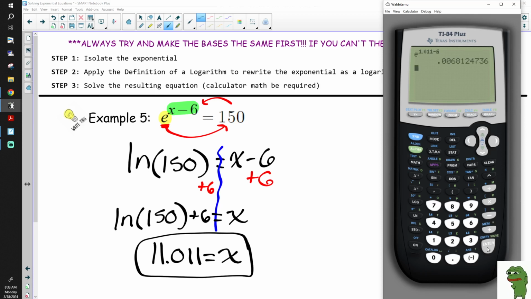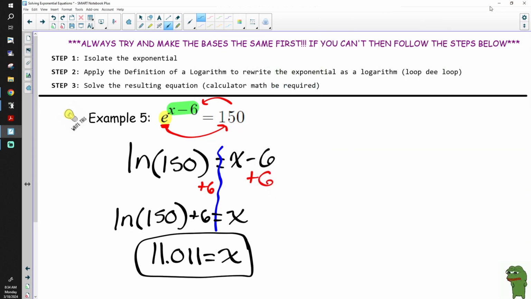And look. Oh, what did I do wrong? Oh, I put 1.011. Shame on me. There we go. Really close to 150. So I know my answer is correct. One more problem.